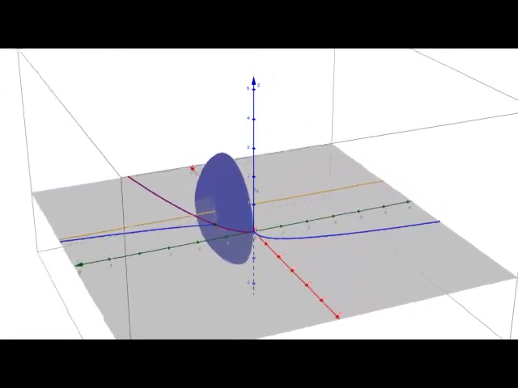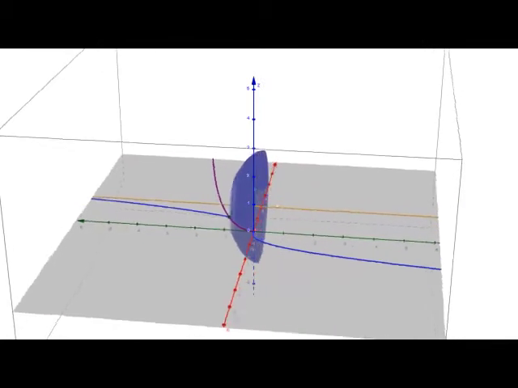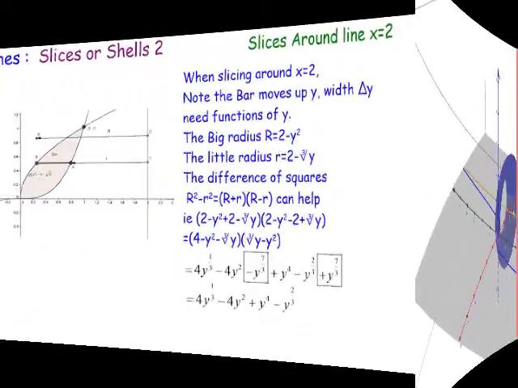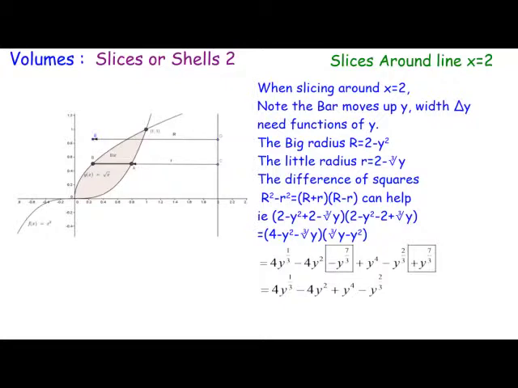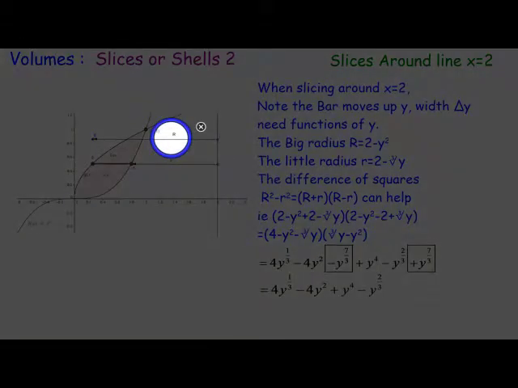Well, let's go back and calculate this one. Let's have a look at the actual radii. You can see here, I'll try and get the pen to work. That's the big radius and the little radius. Now, you'll see the bar. Let me make this bigger. The bar along here has thickness of delta y.